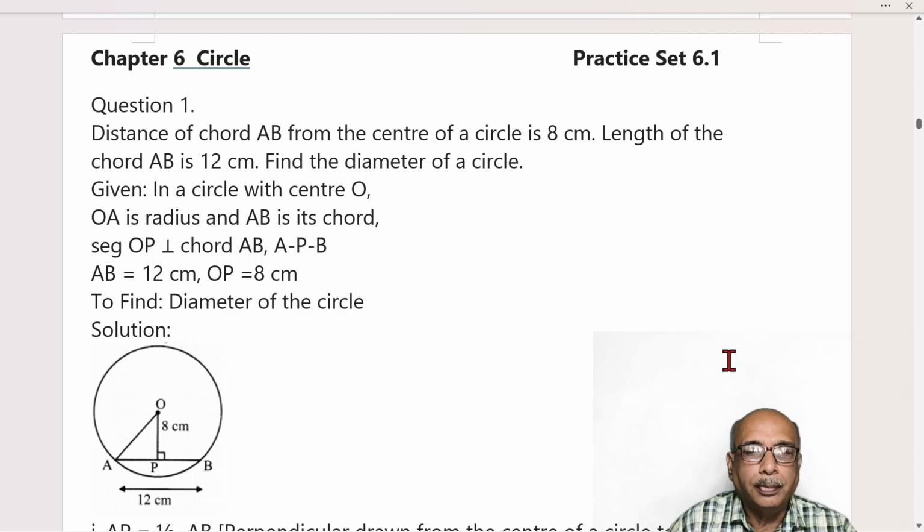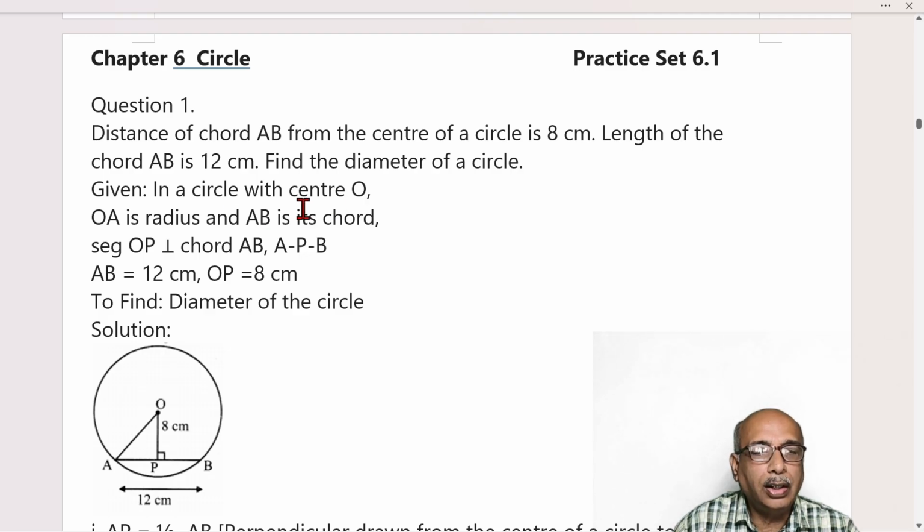Hello children, we will start with practice set 6.1. Question 1. Distance of chord AB from the center of a circle is 8 cm. Length of the chord AB is 12 cm. Find the diameter of the circle.